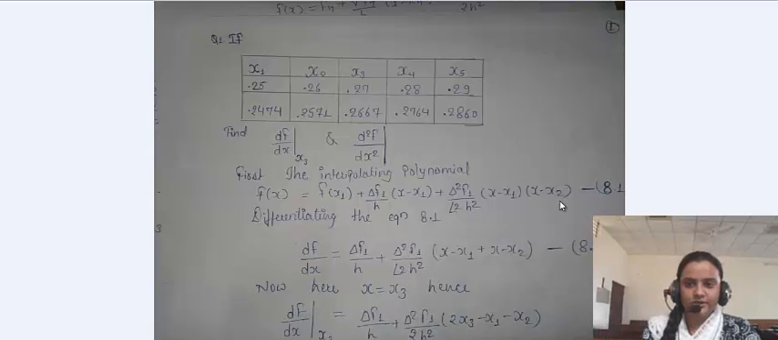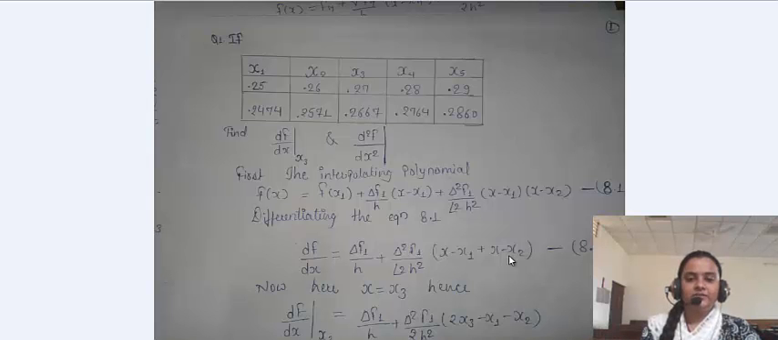Here in equation 8.1 we can see the equation representing the interpolating polynomial f of x is equal to this. Now to find the differentiation, we will first differentiate this equation. After differentiating equation 8.1, we get equation 8.2: df by dx is equal to del f1 upon h plus del square f1 upon factorial 2 h square into x minus x1 plus x minus x2.